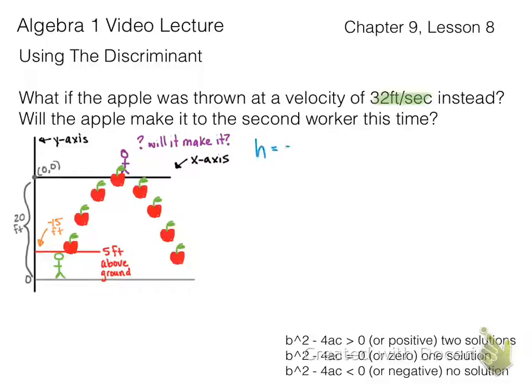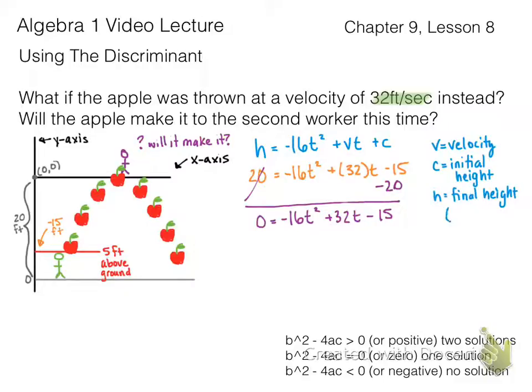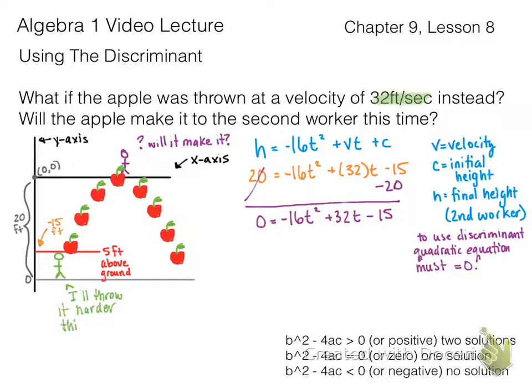So let's go ahead and plug that into our equation. We're using the same equation, the only thing is we're throwing it a little faster. Instead of 30 feet per second, it's 32 feet per second. And basically everything else is the same. So let's see if this apple will make it. Again, we're using the discriminant to see if the apple's going to make it. Again, we want a situation of 2 solutions or 1 solution. A no solution situation means the dude at the top is not going to get his apple. So let's go ahead and use the discriminant. I'll throw it harder this time, and maybe it will get there.